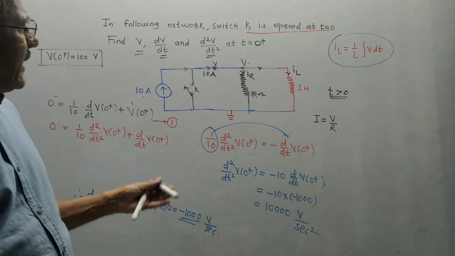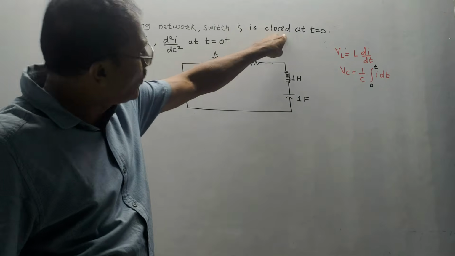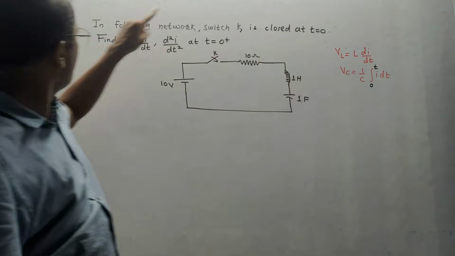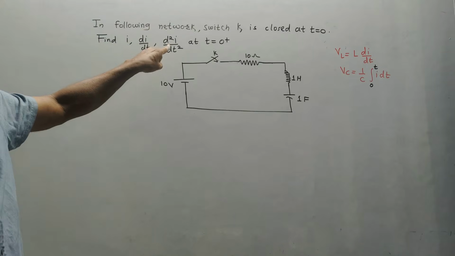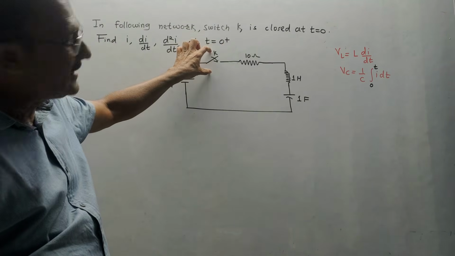Now to get more idea, let us solve one more numerical. The switch is closed at t is equal to 0. Find i, di by dt, d square i by dt square at t is equal to 0 plus. This is the switch shown in the diagram.